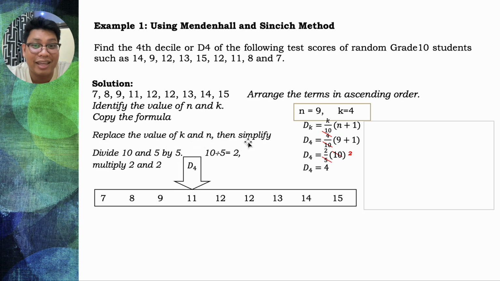And then we simplify. Okay? So, the value of k is 9. So, the value of n is 9. So, the n in our formula became 9. So, the value of k is 4. So, the k earlier in the formula also became 4.